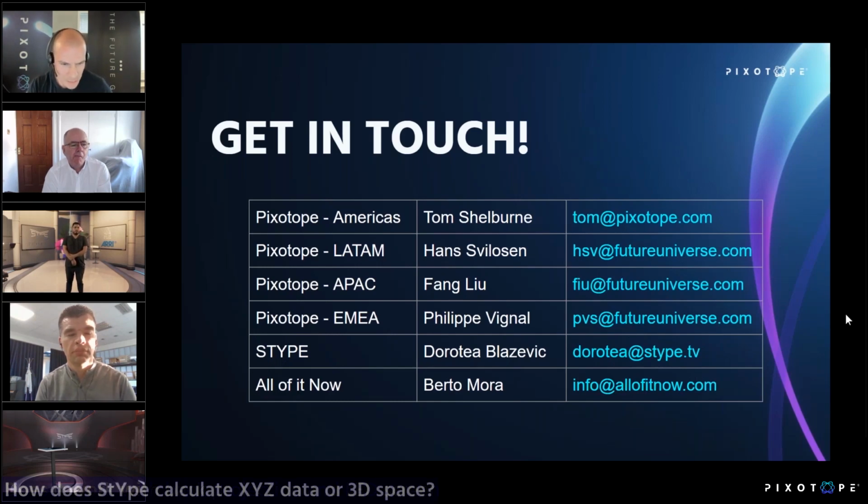Next question, how does stYpe calculate XYZ data or 3D space? They don't specify if it's talking about RedSpy or Follower, so maybe you can answer for both. And the specific question, does it need a constellation up in a grid like other competitors? And how well does it work in a wide or big open space? So Dado, I think this is for you.